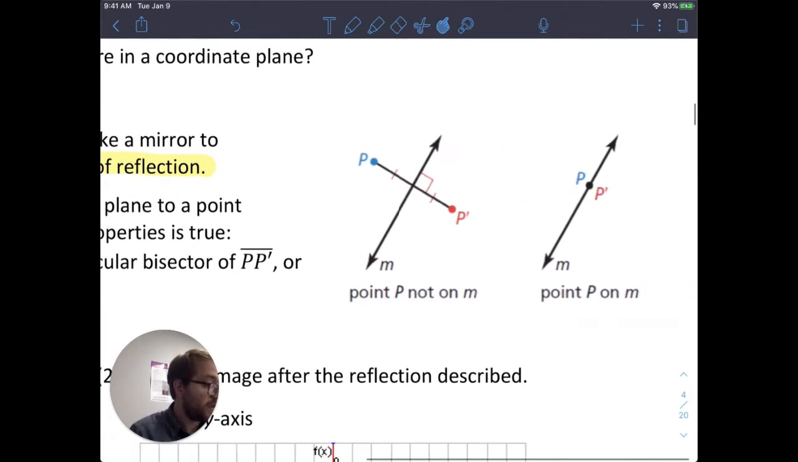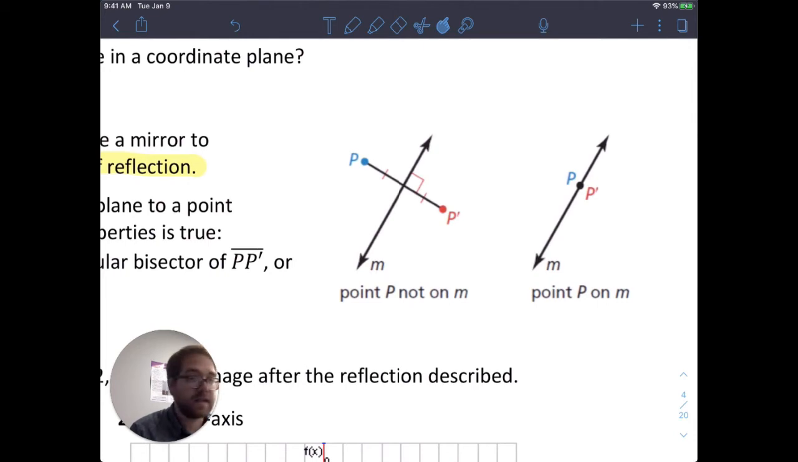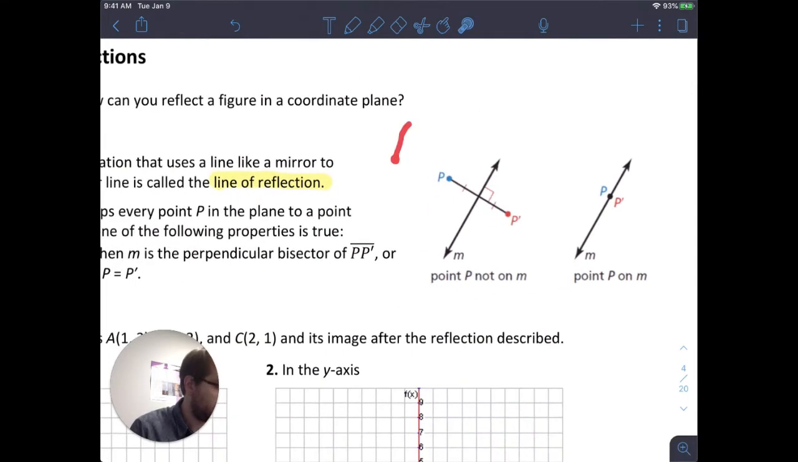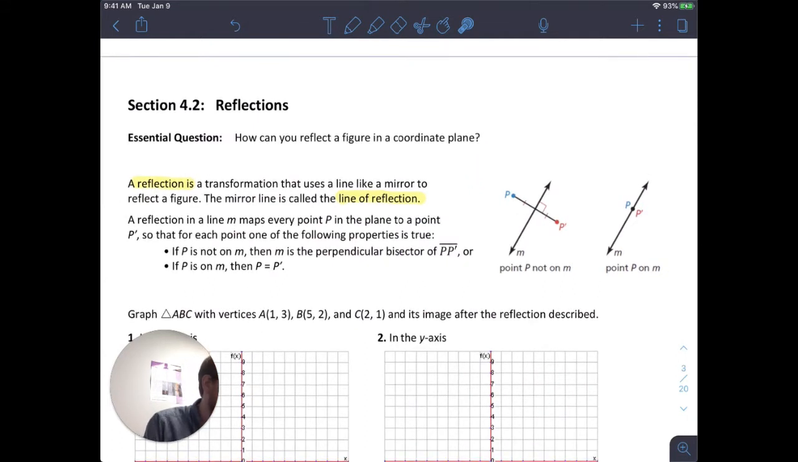If P is on the line, then P prime is also on the line. If P is on the line M, then P is equal to P prime. Okay. So let's look at some examples where we're reflecting these figures. And again, the main thing we want to see is that when we reflect a point or a figure, the points in the figure are the same distance from that line of reflection as the original image.